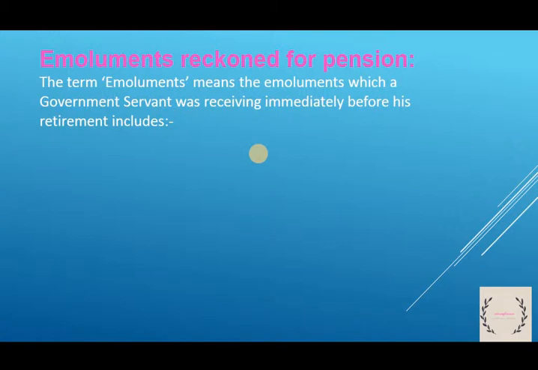Emoluments reckoned for pension. This is a very interesting subject. The emoluments mean the salary or pay or part of the pay or salary which is reckoned or counted towards pension. So the basic pay is the fundamental element through which pension and gratuity is calculated, including all additional or motivational increases associated with basic pay.